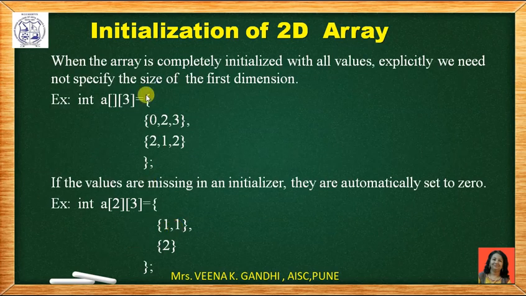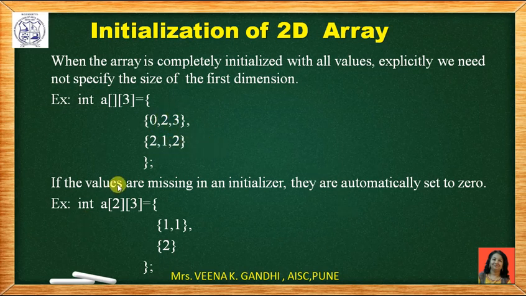When the array is completely initialized with all values, there is no need to specify the first dimension size. You can omit the first dimension size here, like this: int a[][3]. Here I have not mentioned the size, only 3. The array is initialized with 2 rows and 3 columns, so 0, 2, 3 and 2, 1, 2 are the initialized values. So 2 rows and 3 columns are there.